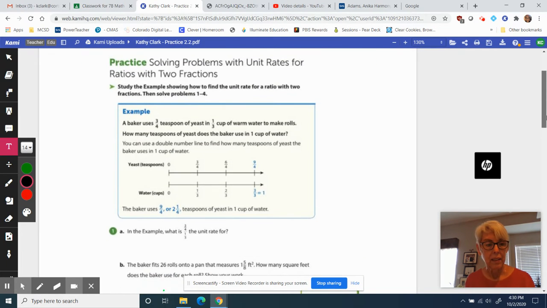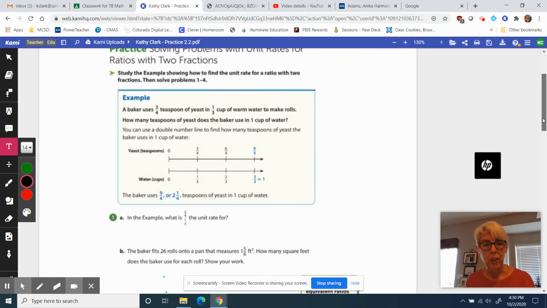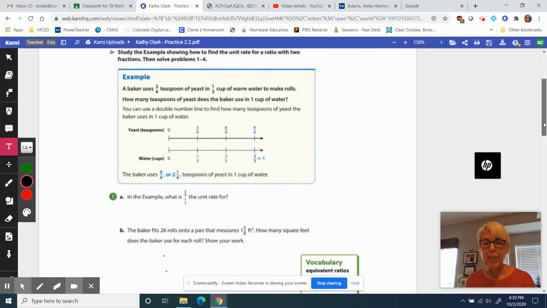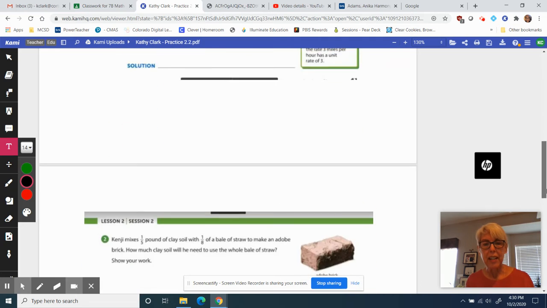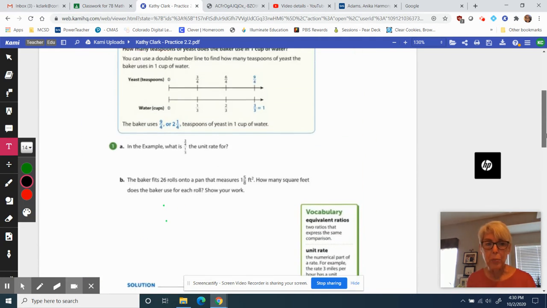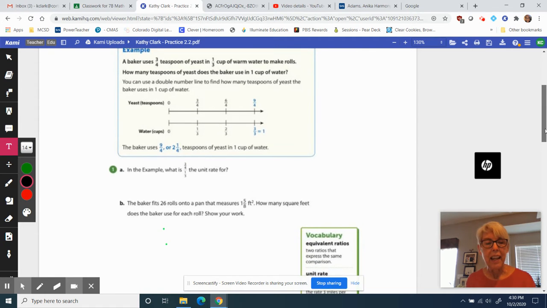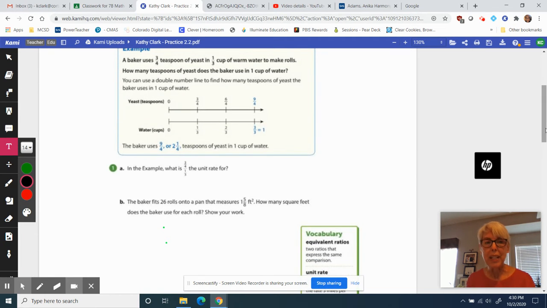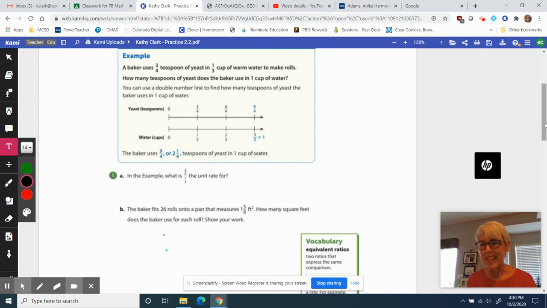is to work on these problems. Now I've assigned this page and this page. There are 5 problems altogether. Each problem is worth 2 points. And I'm going to show you an easy way to do this using the Kami tools.